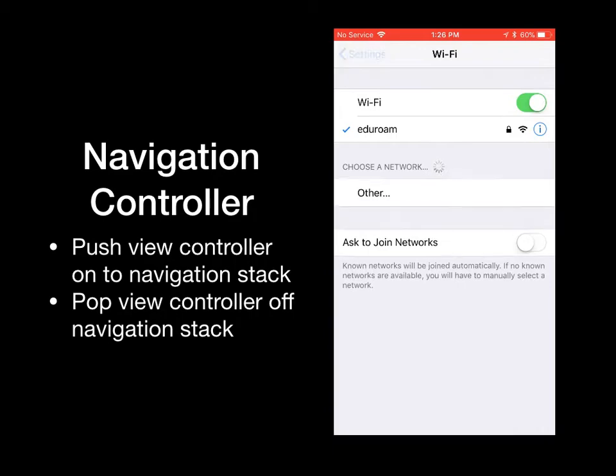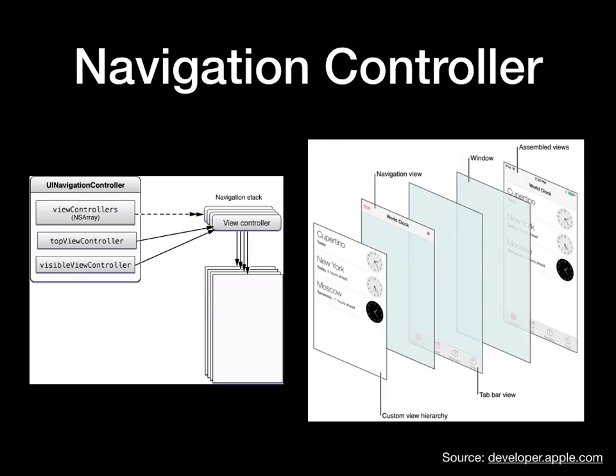To get a better, more visual idea of what that means, here are a couple of diagrams made by Apple. I think they're pretty nice. Basically, every time you push a view controller, you add it to the stack, and whatever's on top of the stack is what gets shown. Then when you go back, you pop it off the stack, so whatever's below gets shown. That's the left picture.